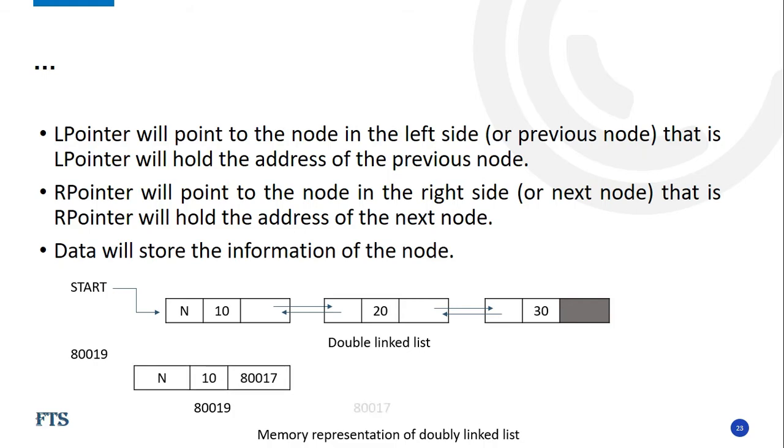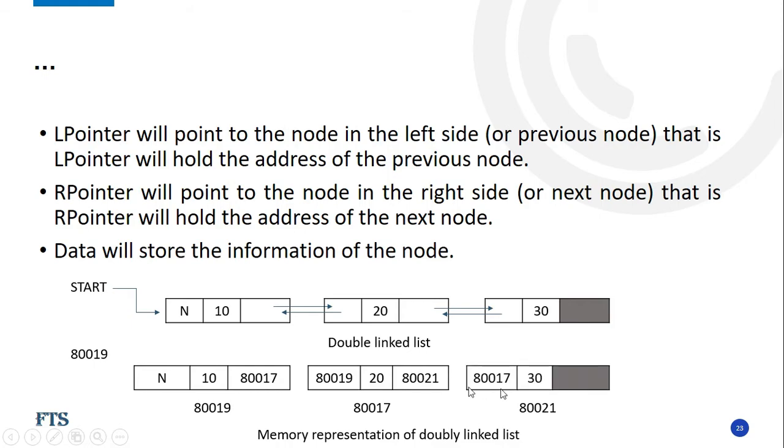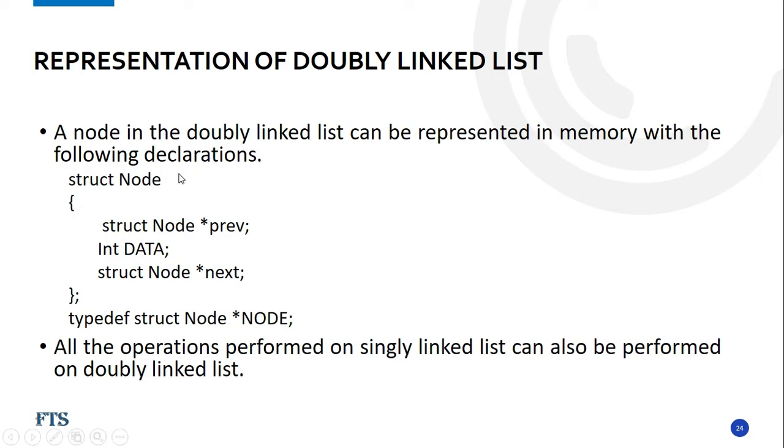And so is the memory representation of a double linked list. Here you see the left pointer is storing the address of this node, the address of 10, which is 80019. And the right pointer, the next pointer of 10, is storing the address of 20. 20 is storing the address of 10 in its left pointer, and the address of 30 in its right pointer. 30 is storing the address of 20 in its left pointer and null in its right pointer to indicate that it is the last node in the list. This is how we can represent it in memory.